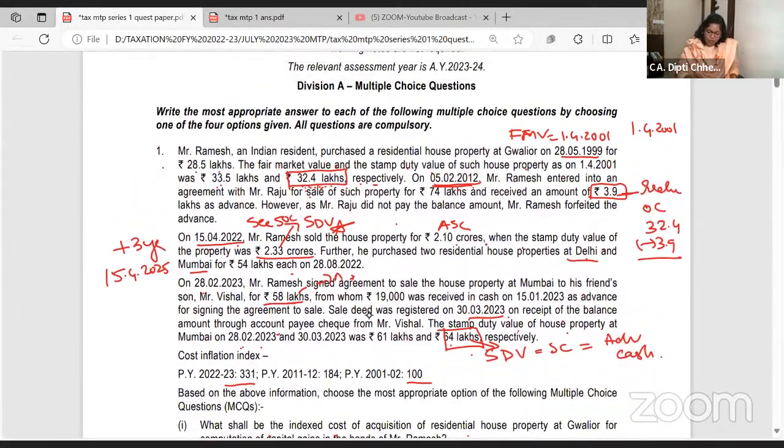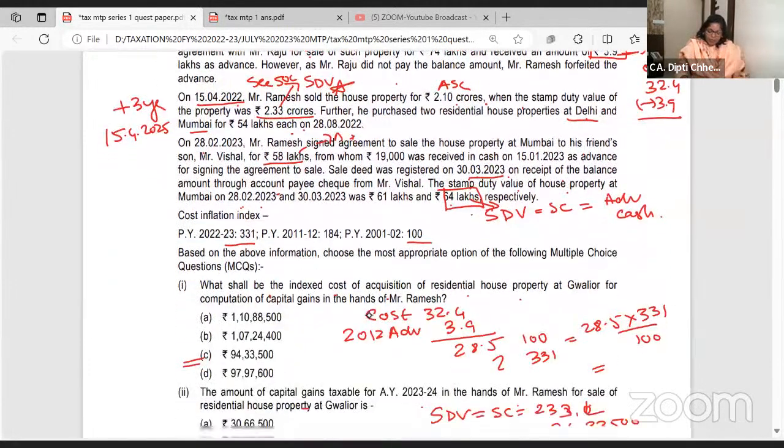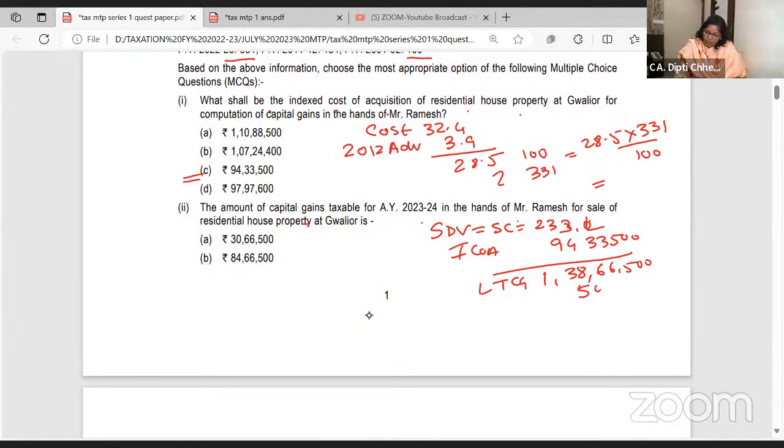But then he has sold this house and immediately he has purchased two houses. He has sold this house and he purchased two house properties at Delhi and Mumbai for 54 lakhs each. Matlab do ghar kharide, 54 aur 54. So can he take section 54 up to sub 54, 54? Yeah. 54 exemption you can take. Minus 54 lakhs for Delhi house, minus 54 lakhs for Mumbai house, you are getting this answer as capital gain. How is it? Is it clear here?